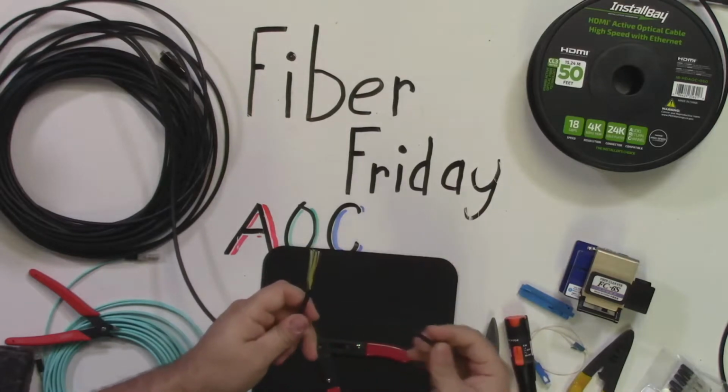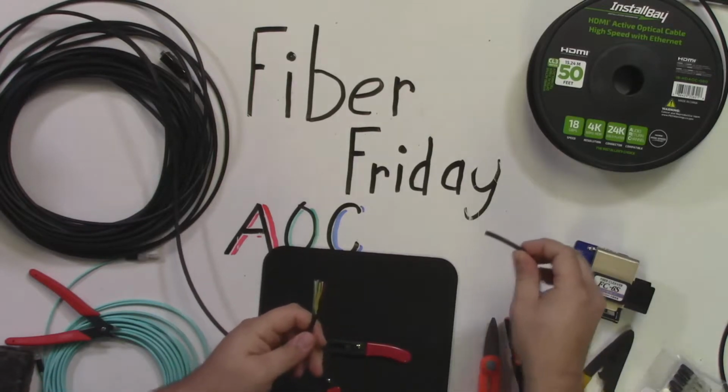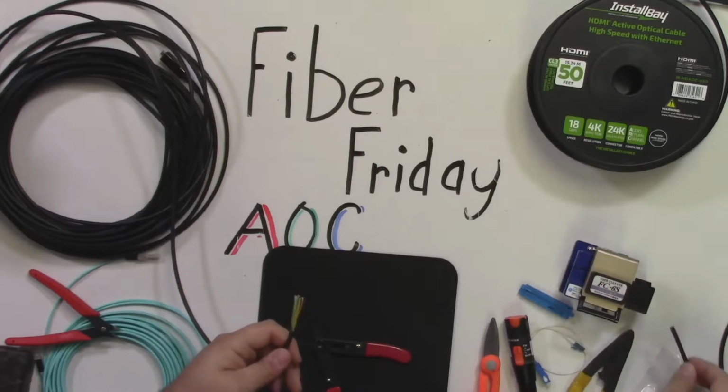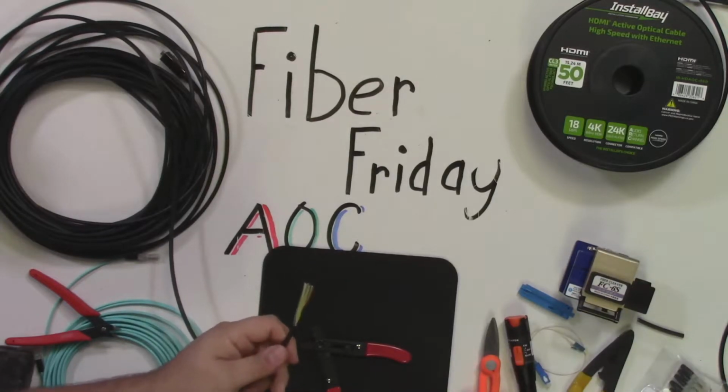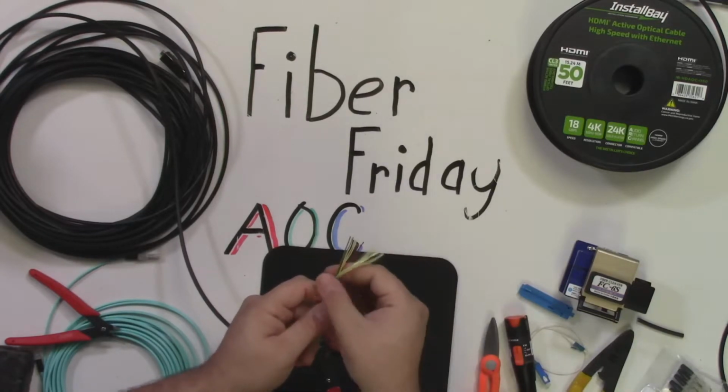Brent, do you happen to know what kind of outer jacket that is? This is not a plenum rated cable. No, it's a PVC. It is a CL rated. That's a CL rated, yes. And by the way, with fiber, you still have to have CL ratings because there is copper in that cable. Exactly. So inside of here, we've got a couple things going on.